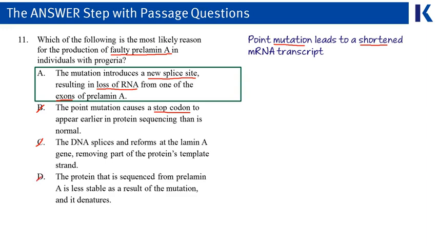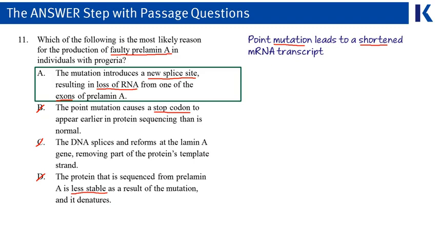And finally, choice D is wrong because, again, it doesn't match our prediction, but what makes it clearly incorrect is that we have no evidence that this faulty prelamin A is any less stable as a result of the mutation. In fact, we have a pretty good hint that it's really stable, given that what this faulty prelamin A does is lock on to the nuclear rim and not let go. It probably is pretty stable because it leads to a lot of symptoms over time.